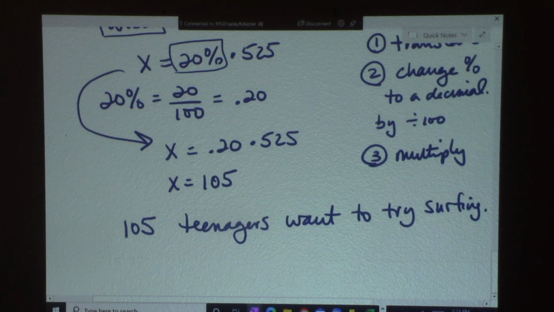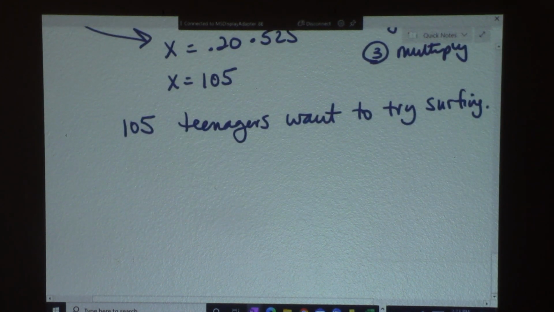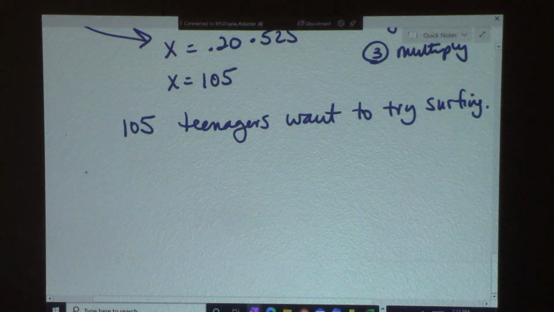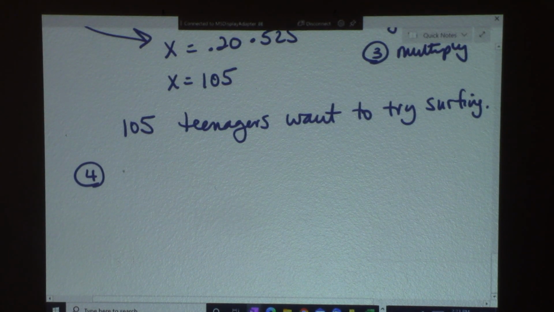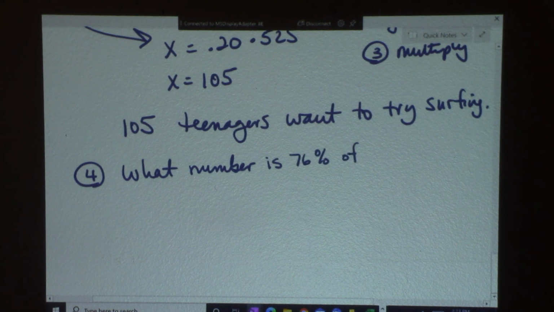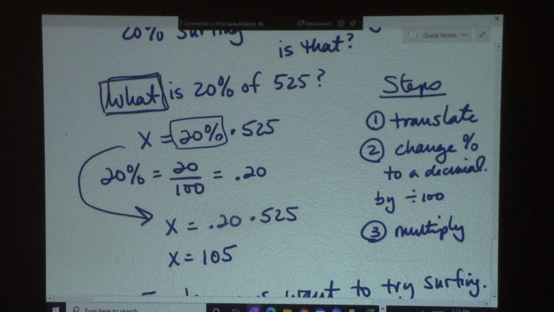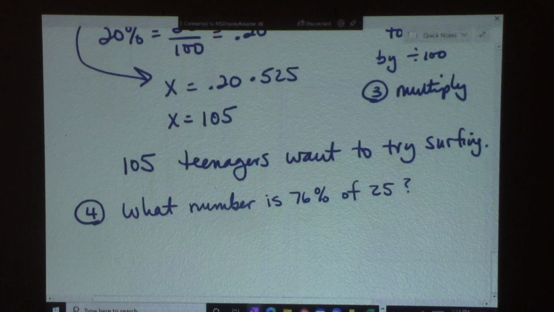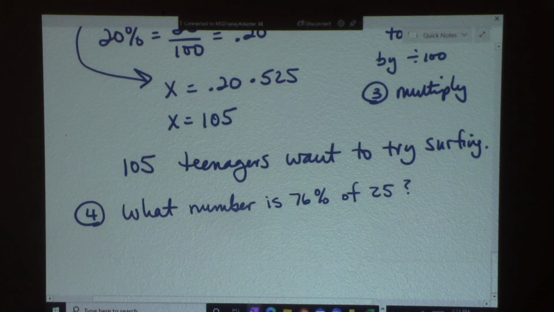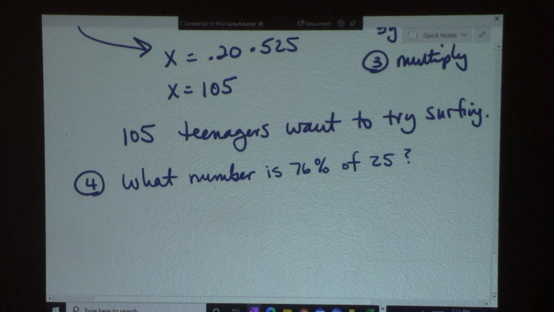Okay, so let's do one more that's like this. Instead of having a word problem though, we're just going to translate it into math. Okay, so what number is 76% of 25? Okay, this looks similar when we go here. What is 20% of 525? It's a similarly worded problem. What number is 76% of 25?